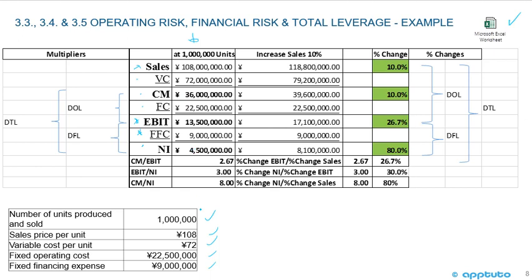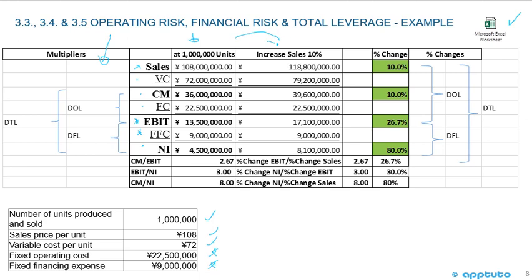All right, so that's how we ran the numbers. That's easy to do. It's just a calculation. Okay, 1 million times 108 gives us 108 million. 1 million times 72, 72 million. 108 minus 72, 36. Minus the fixed operating cost doesn't change, and the fixed financing expense wouldn't change as well. Okay, so as I said, an easy way to understand, I've got my multipliers on the left-hand side, and then I have the what if.